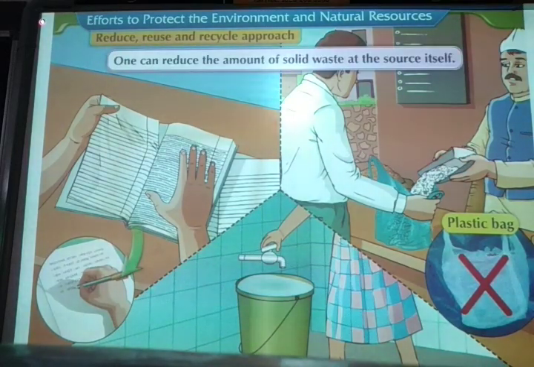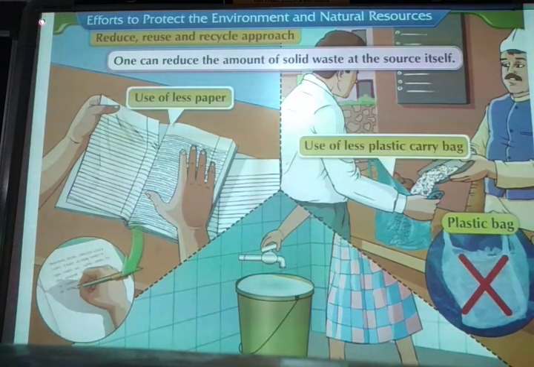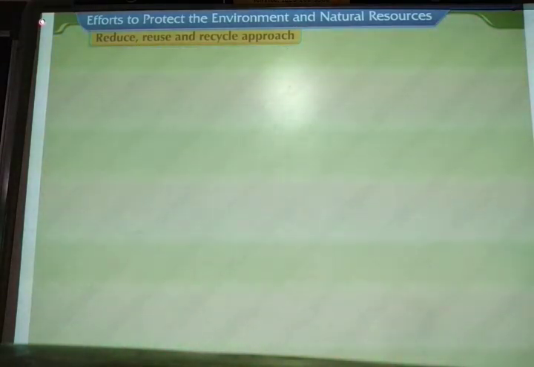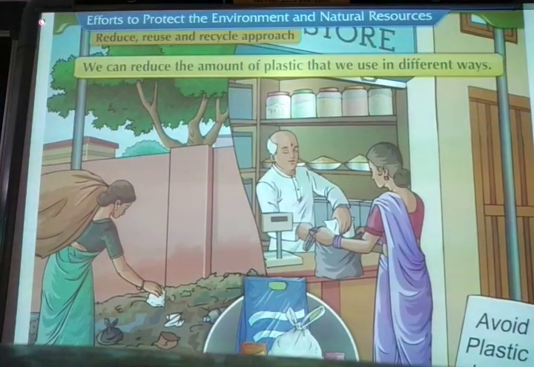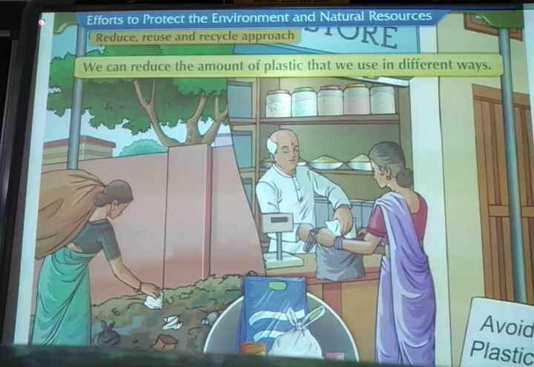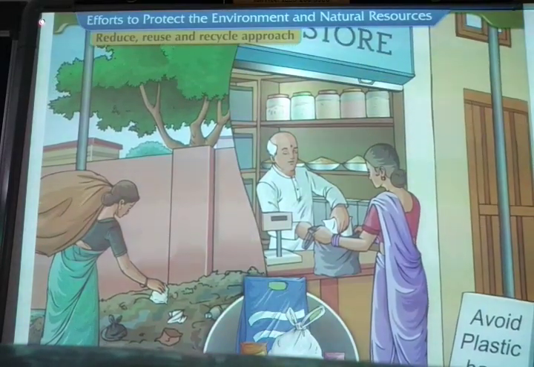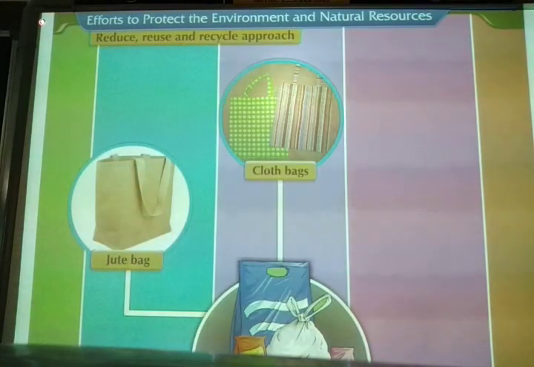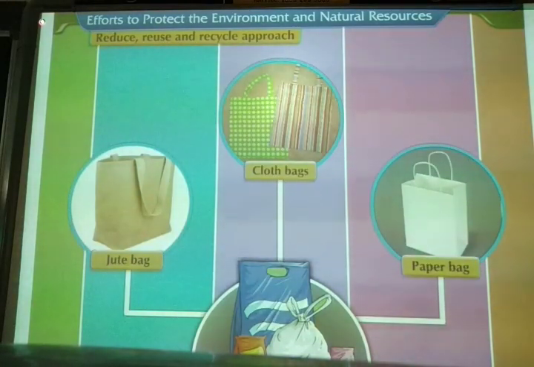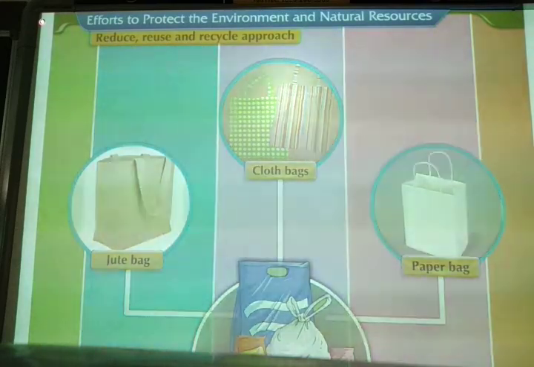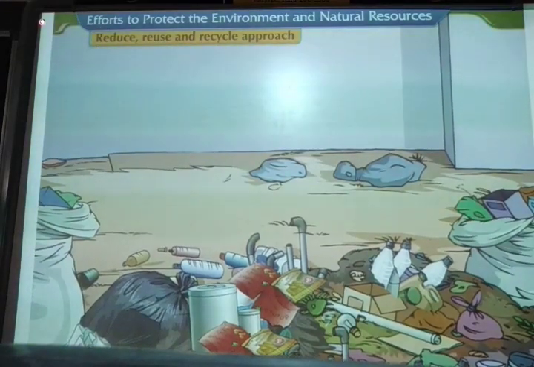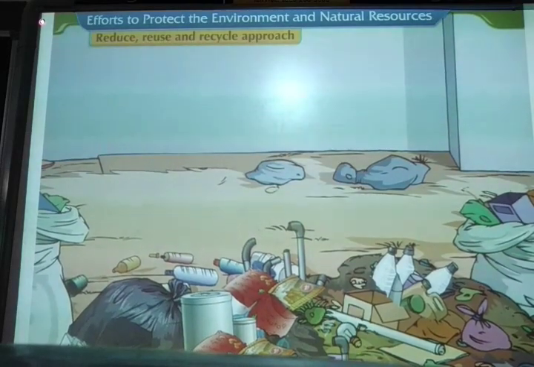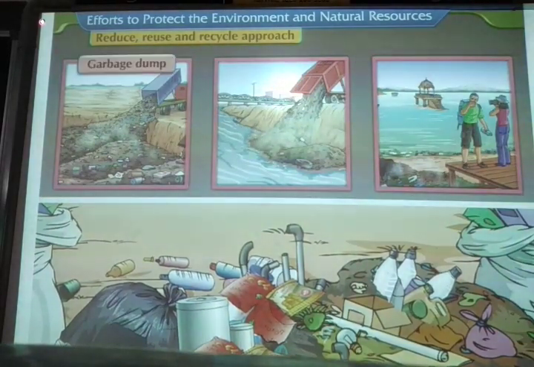One can reduce the amount of solid waste at the source itself. For example, use less paper and less plastic carry bags. We can reduce the amount of plastic that we use in different ways. We can use jute, cloth and paper bags instead of polythene bags. This will reduce the quantity of non-biodegradable materials that are discarded in garbage dumps, rivers and seas.